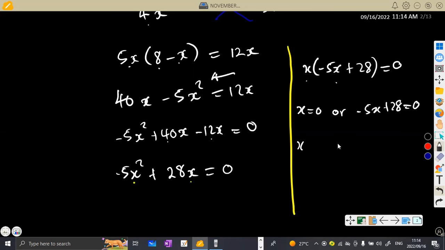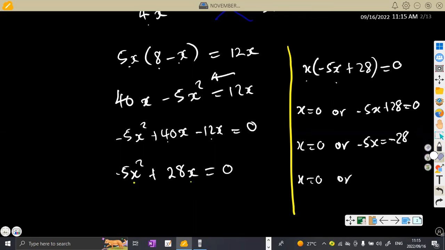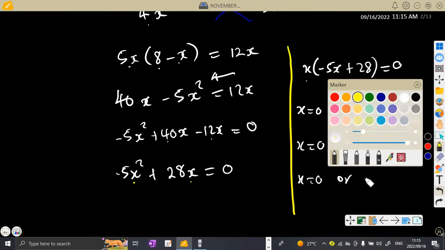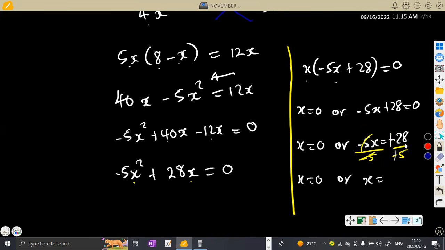So if x is 0, what about the other part? Minus 5x should be equal to what? 28 to that side is going to be negative 28. So x is equal to 0, or minus 5x here. How can we get rid of the negative? I'm just going to divide by negative 5 on both sides. So this can cancel, negative and negative cancel. So it's going to be 28 over 5, of which 28 over 5 is 5 into 28, 5 into 25 is 5, remainder 3 over 5. Okay, so these are the values of x that we are obtaining.